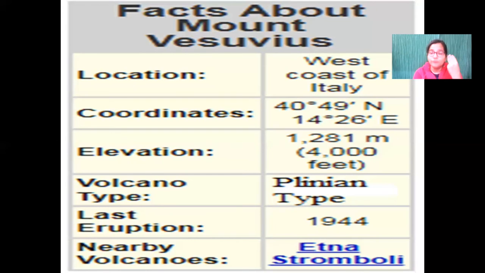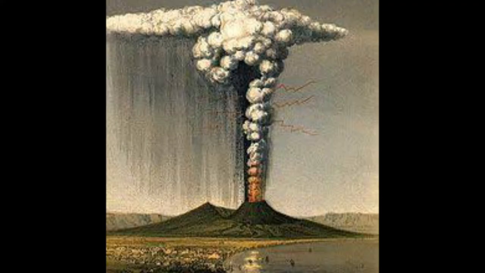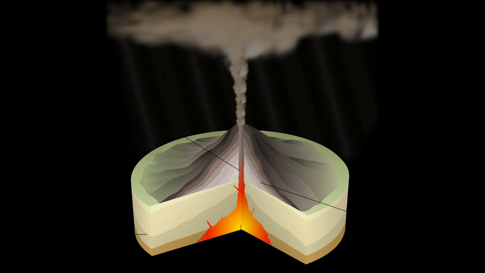Since it is not able to flow freely, the gases and the steam are getting locked inside. Pressure is building up. So when actually the area is not able to incorporate the existing pressure, it gives rise to the most violent, the most disastrous eruption. That is what you get in Plinian type. So your Vesuvius volcanic eruption is Plinian in nature.